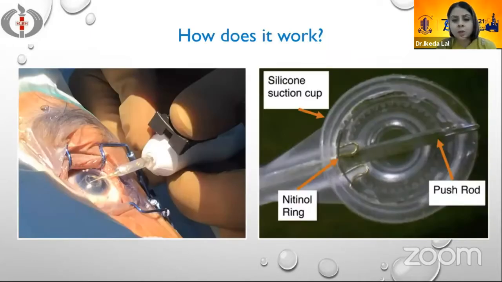How does this device work? We have a handpiece on which there is a silicone suction cup which houses a nitinol ring. This is the nitinol ring through which the electrical discharge passes and leads to the cut of the capsulotomy. There is a push rod which can change the shape of this suction cup.